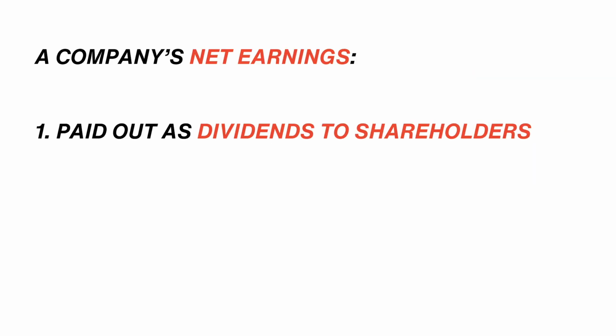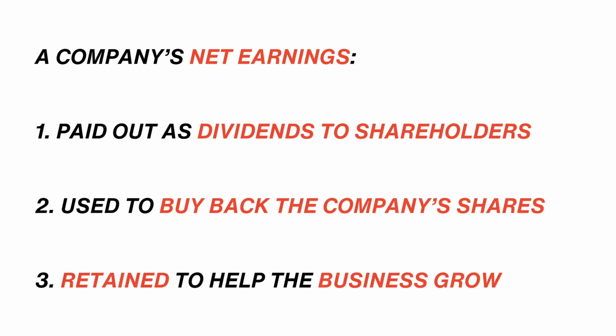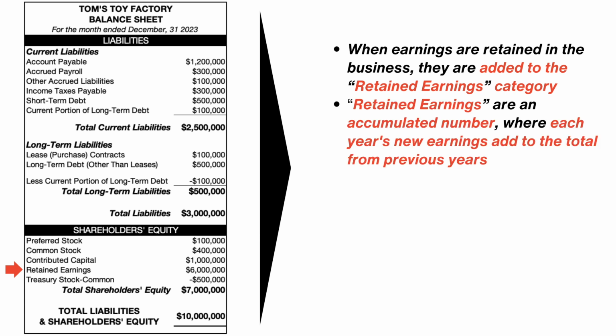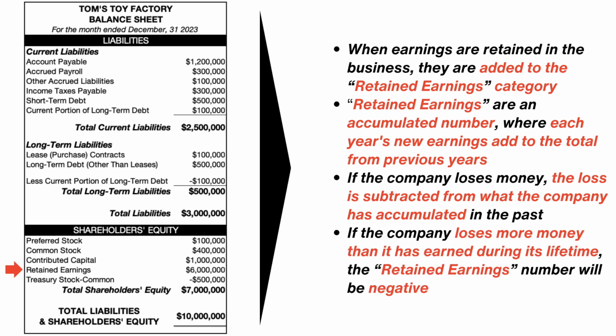At the end of the day, a company's net earnings can be paid out as dividends to shareholders, used to buy back the company's shares, or retained to help the business grow. When earnings are retained in the business, they are added to the retained earnings category. Retained earnings are an accumulated number where each year's new earnings add to the total from previous years. If the company loses money, the loss is subtracted from what the company has accumulated in the past. If the company loses more money than it has earned during its lifetime, the retained earnings number will be negative.